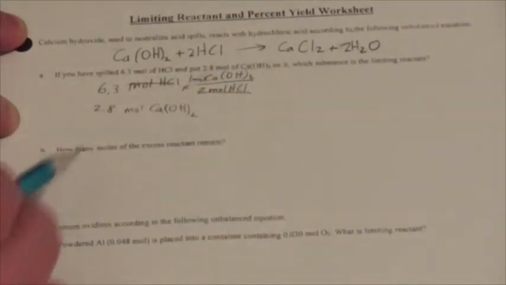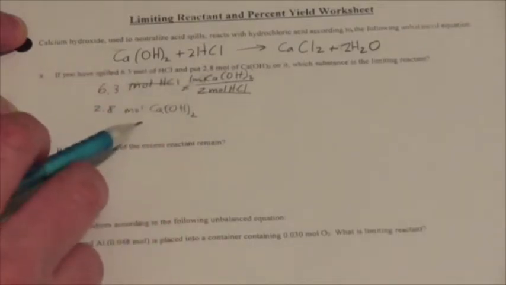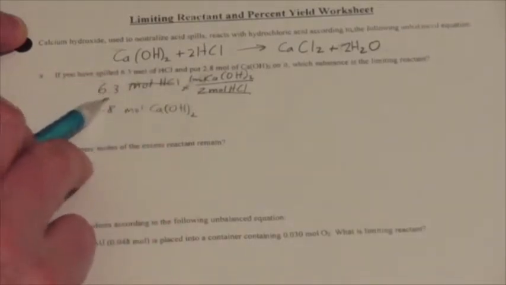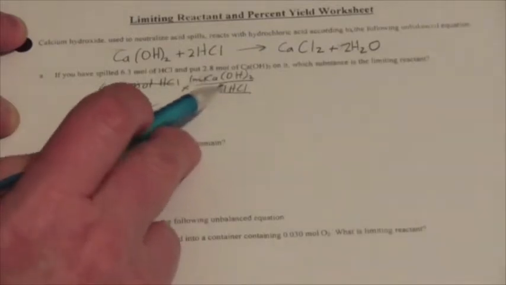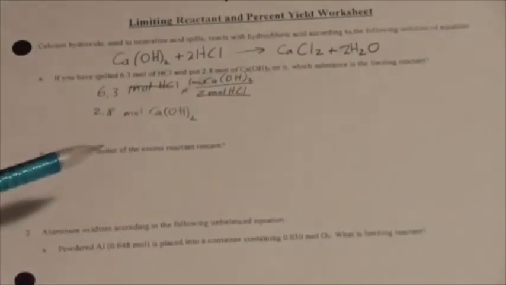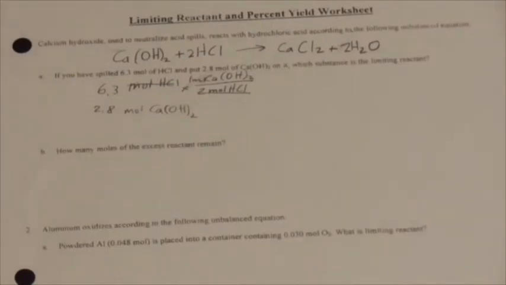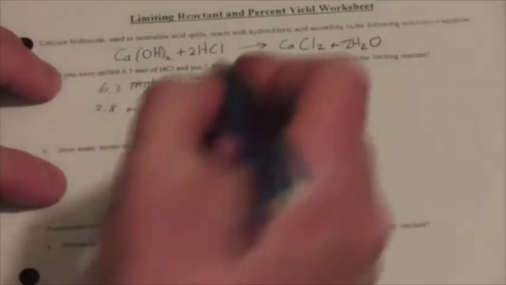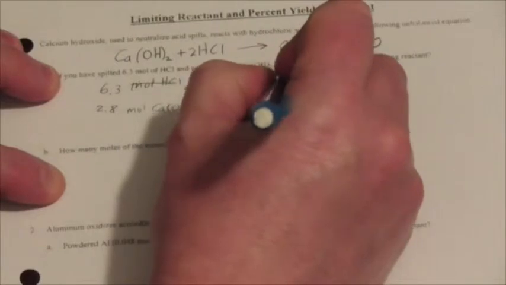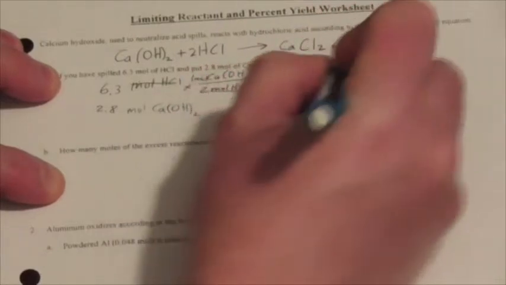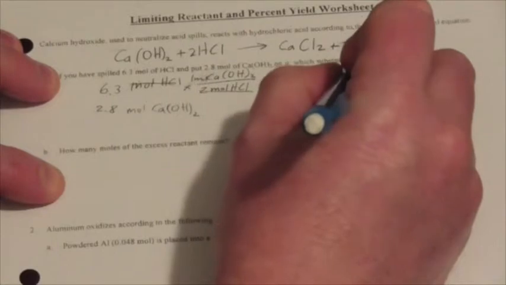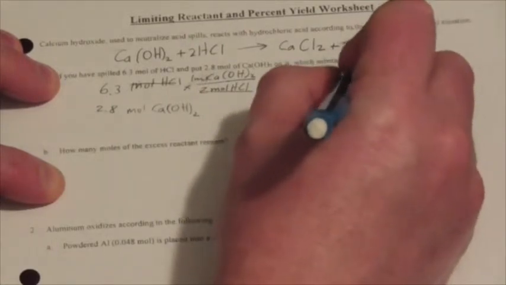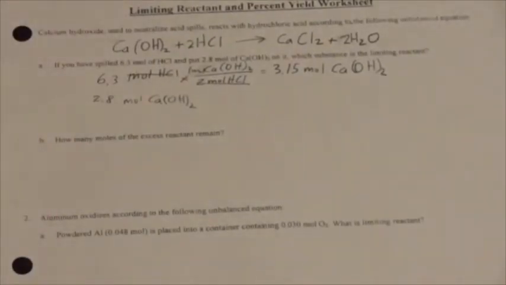And what does that mean? That means that for all of my hydrochloric acid to react, I would need 6.3 divided by 2 moles, which would be, according to my calculator, 3.15 moles of calcium hydroxide. That's how much I would need for all of my hydrochloric acid to react.